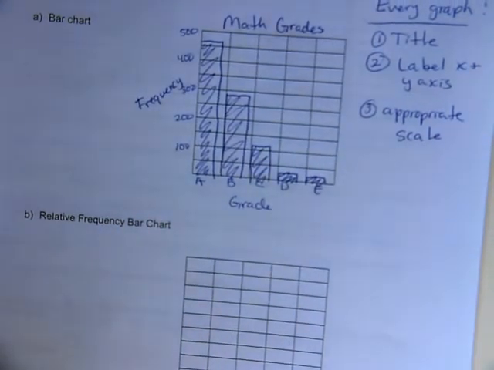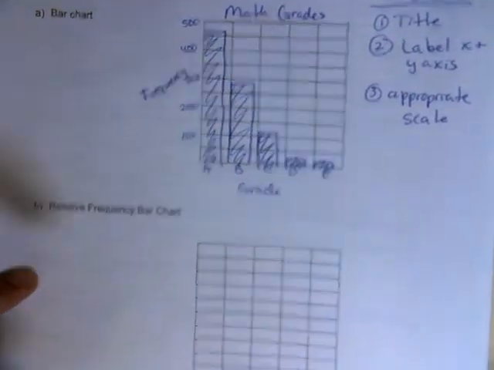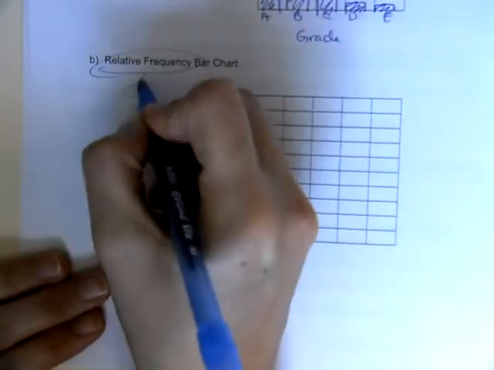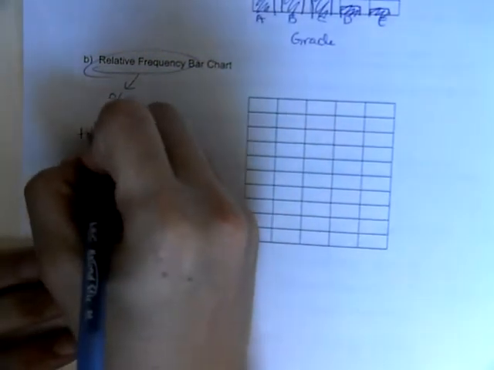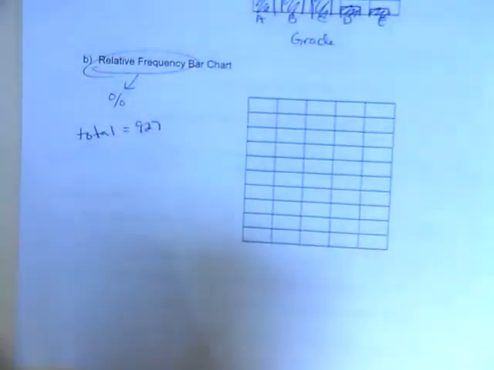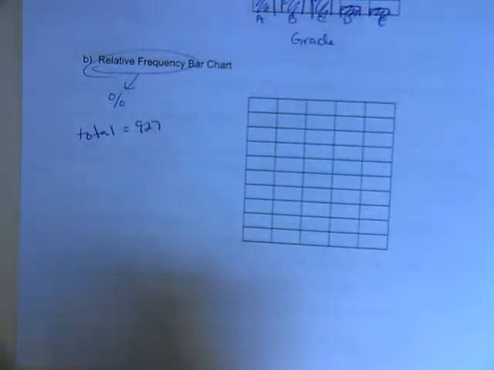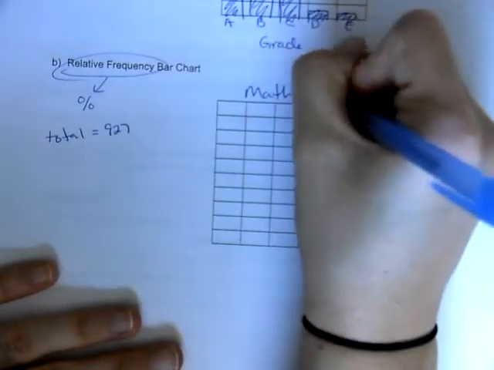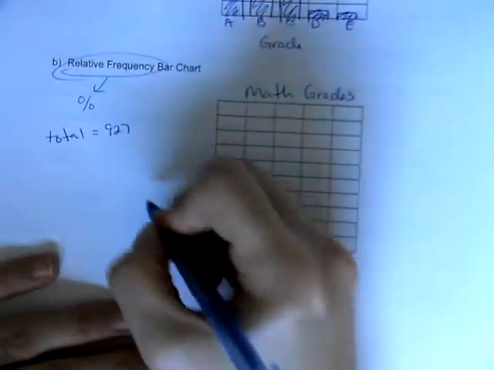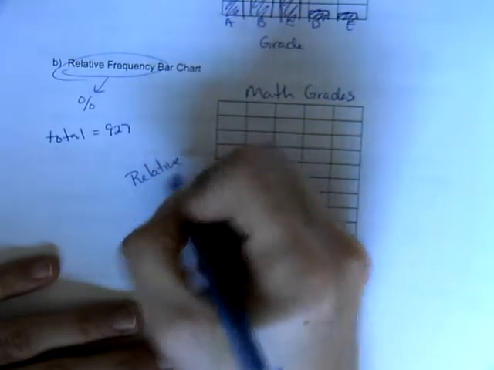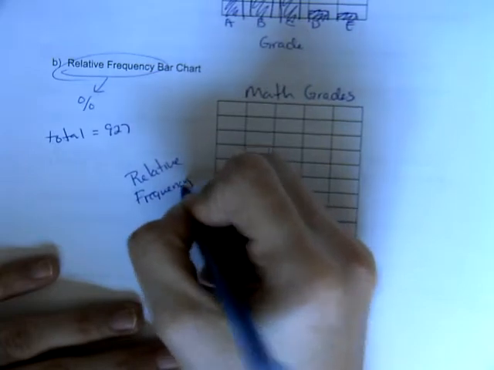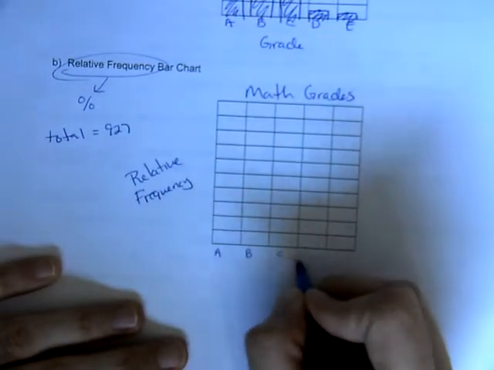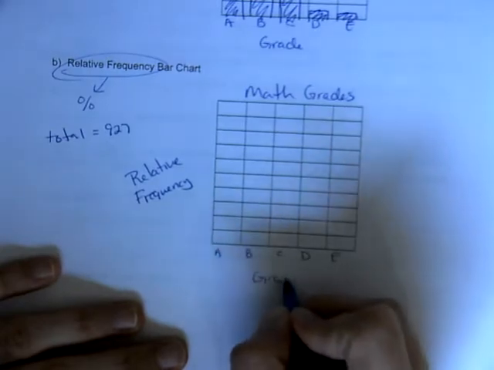Now relative frequency. So the difference between a regular bar chart and a relative frequency bar chart. Relative frequency is just a fancy word for give me a percent. Okay, so total, I have 927 in my sample here. So everything's pretty much going to stay the same. The title is going to stay math grades, but this is going to be relative frequency. And then I have A, B, C, D, E for grades.